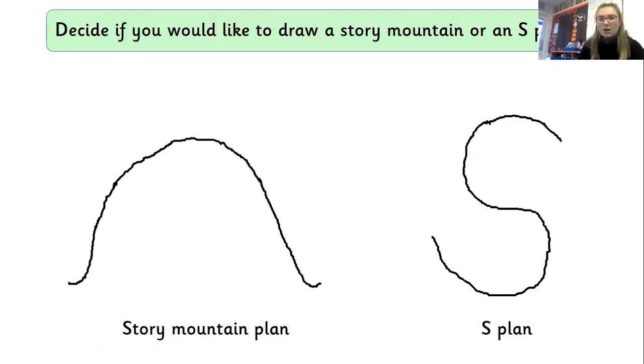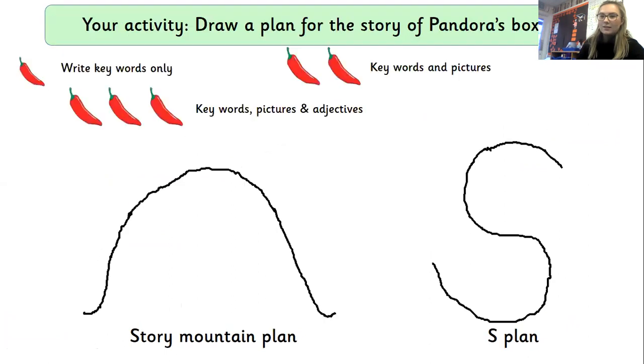Here's the choice then. Decide if you'd like to draw your own story mountain or do an S plan. And you're going to need to try and draw that now on your blank piece of paper. So pause me now and draw your outline for me. Okie dokie then. So your activity today is you need to draw a plan for the story of Pandora's box. Keep hold of that whiteboard because it's got so much information on there. Again, you can pause my video, rewind it back, read the story again.